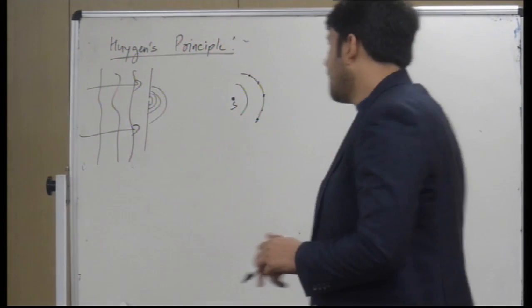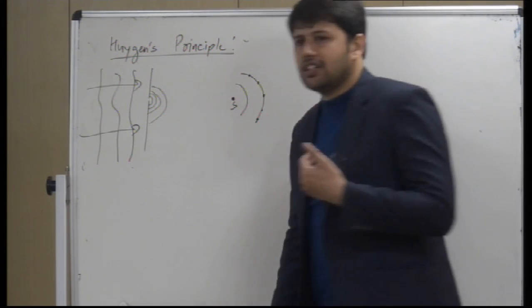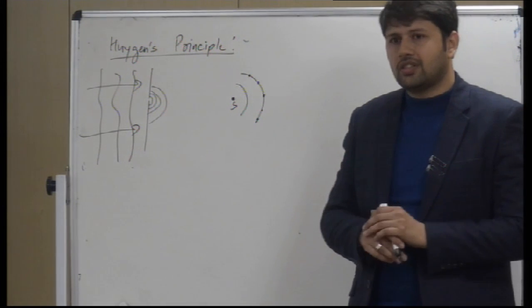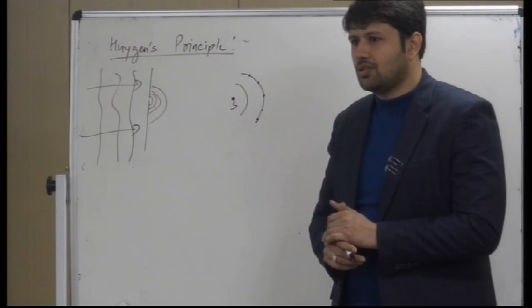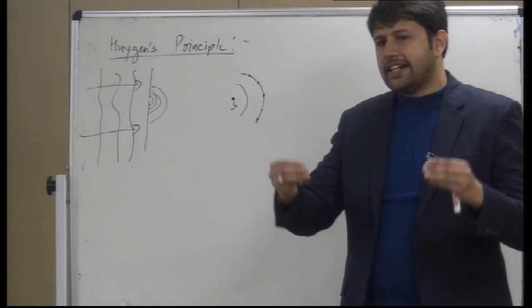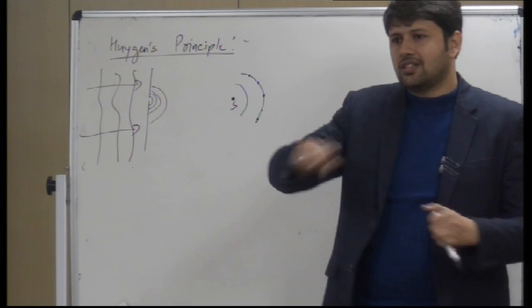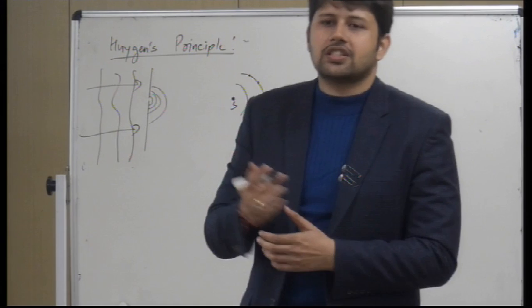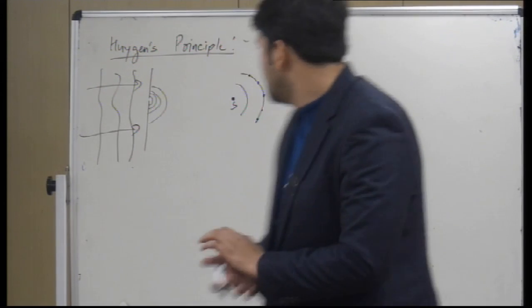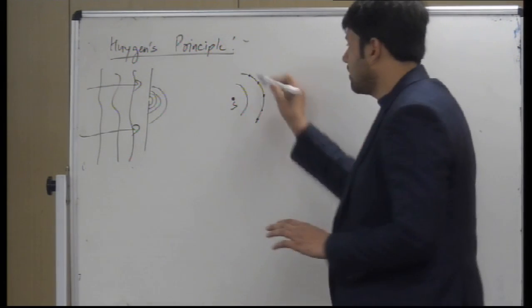We actually see only the crest or the trough circles, but there can be infinite number of circles. A circle slightly larger than the crest is also a wavefront because it has all the points which are in the same phase, right? So this kind of arrangement is a wavefront.